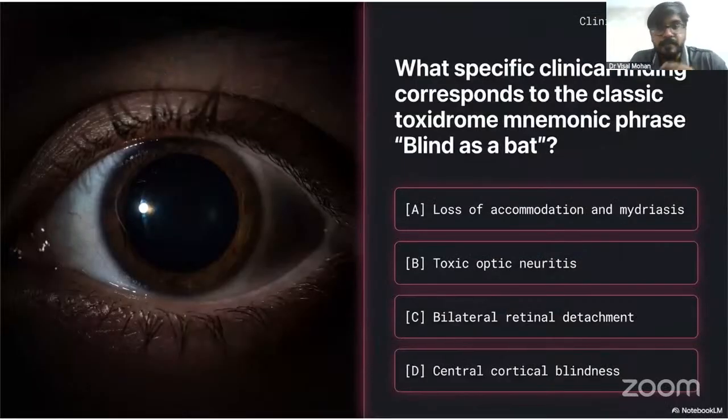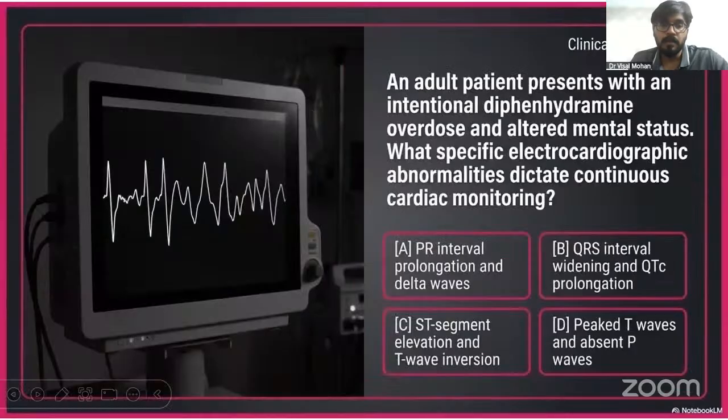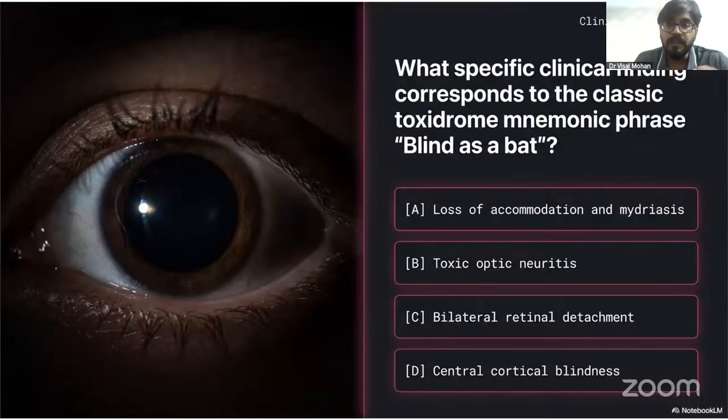So this is the first question. What specific clinical finding corresponds to the classic toxidrome mnemonic phrase, blind as a bat? Is it a loss of accommodation and mydriasis? Is it toxic optic neuritis, a bilateral retinal detachment, or a central cortical blindness? Just take a few seconds to have an answer in your mind.